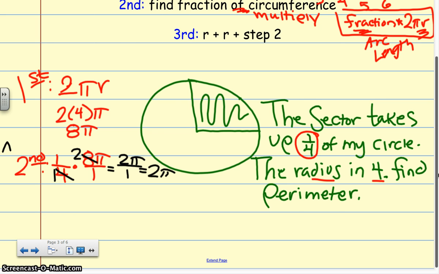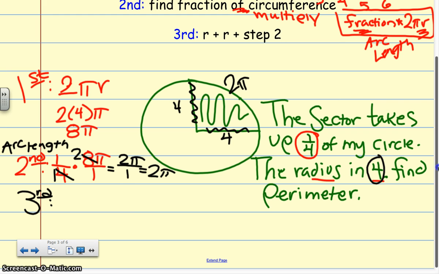So that's, again, my arc length. Step 2 gives us our arc length. So to find perimeter, let's keep our eyes on the prize here. We want to find perimeter. So I have my arc length. My arc length is 2 pi. Now I just add that to these edges, which happen to be the radius. And the radius is 4. So now the perimeter of that sector is going to be 4 plus 4 plus 2 pi, 8 plus 2 pi. They are not like terms, so I leave it like that.